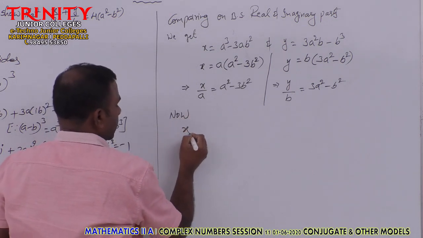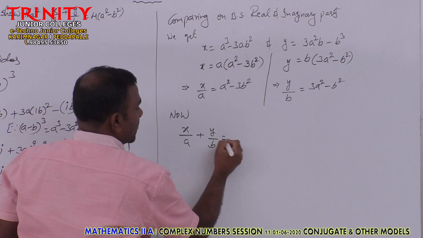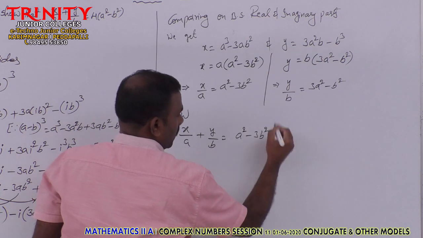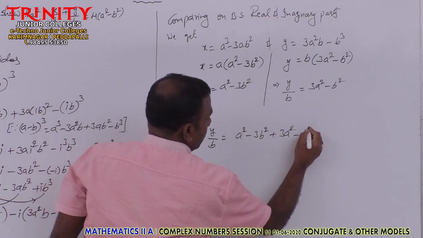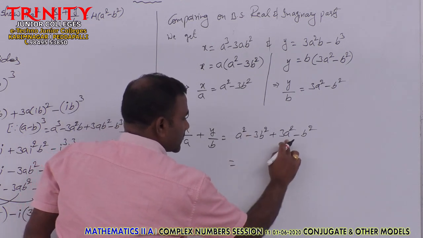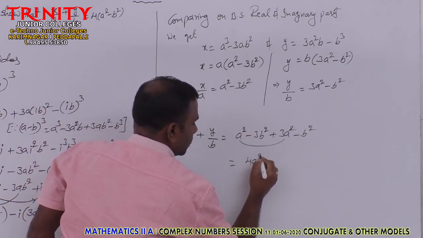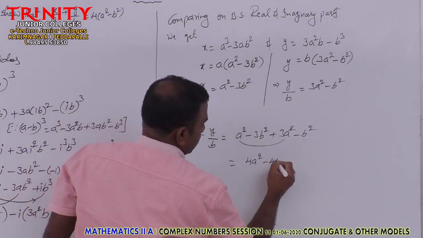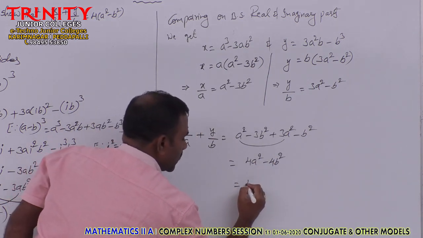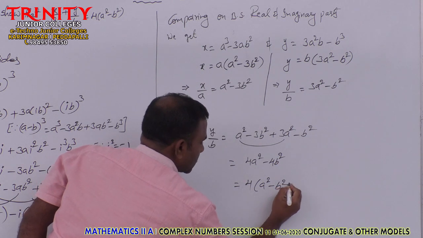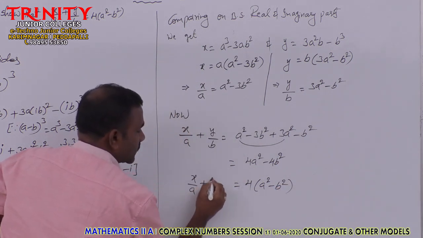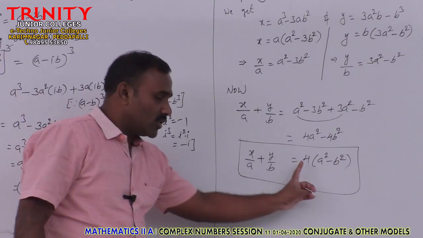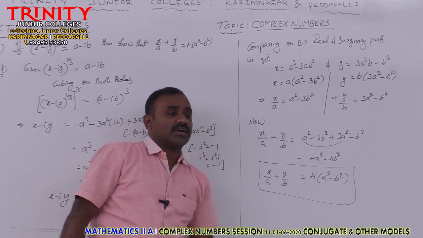Now go for x by a plus y by b is equal to, add these two values, a square minus 3b square plus 3a square minus b square. a square plus 3a square is 4a square, and minus 3b square minus b square is minus 4b square. If you take 4 as common, a square minus b square is the value. Therefore, finally, x by a plus y by b is equal to 4 of a square minus b square.